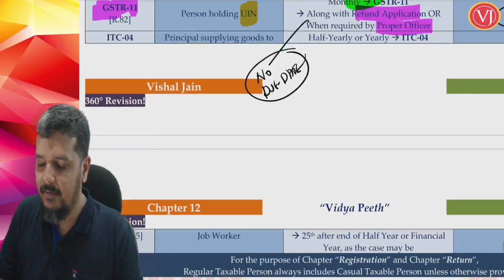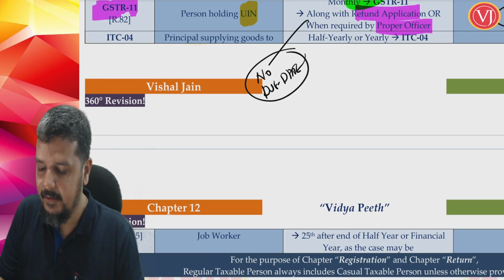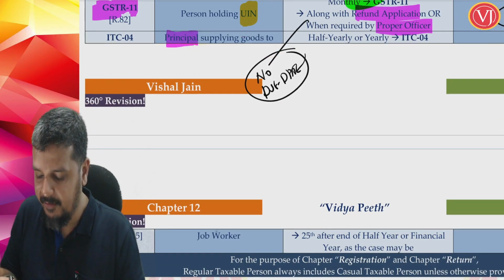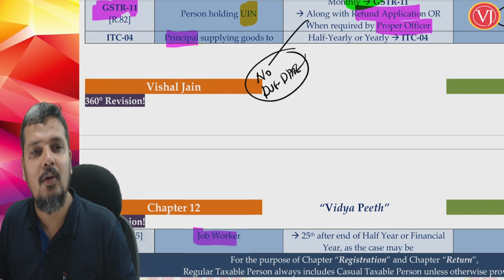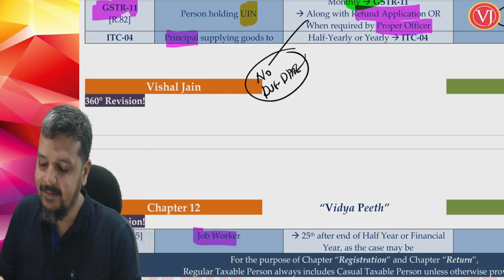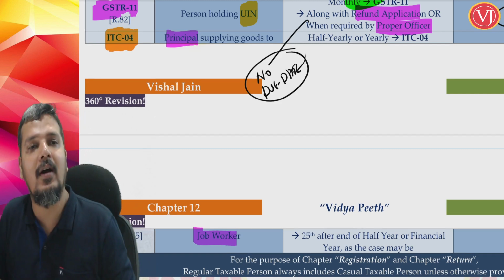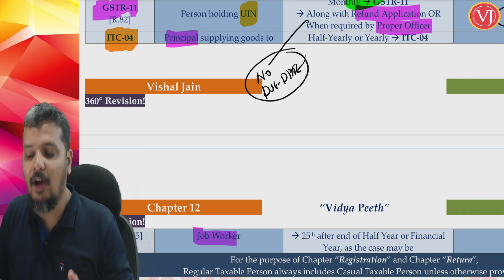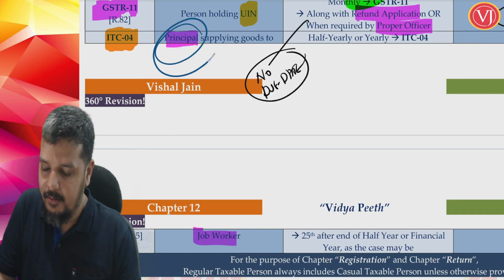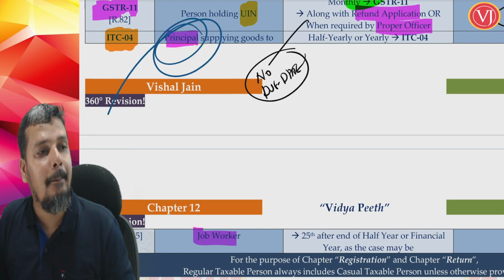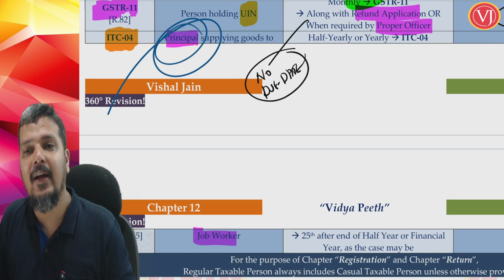And finally, you have a very special type of return which is required to be filed by the principal who is giving the goods to the job worker, called ITC 04. We call it the job worker return. But this return is to be filed by whom? Principal or job worker? No, it is to be filed by the principal.